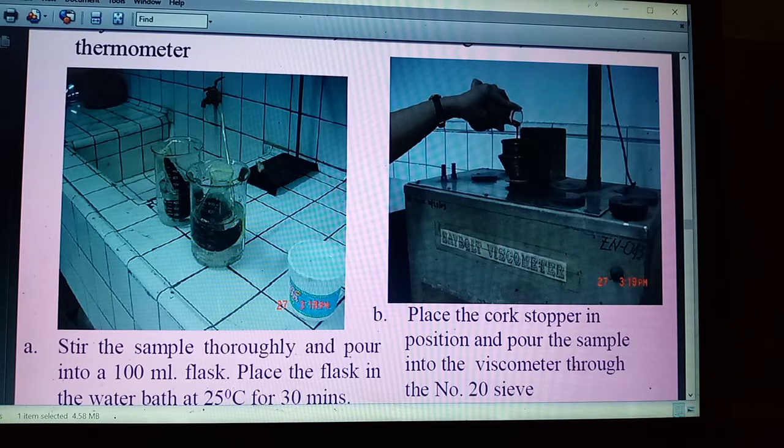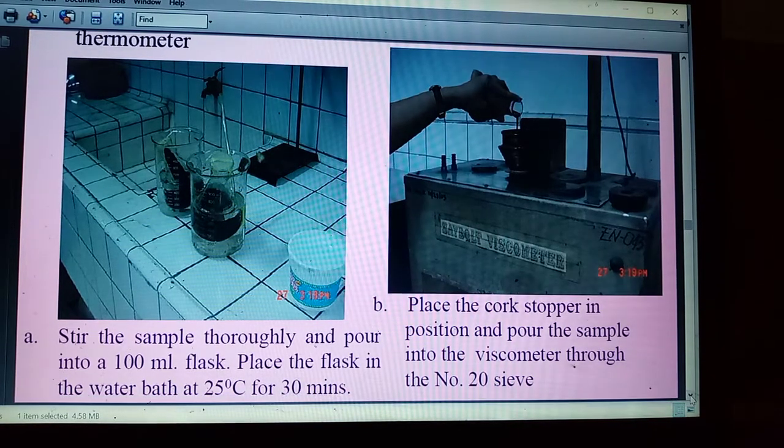Stir the sample thoroughly and pour into 100 ml. Same pa rin. Place the flask in water at 25 degrees for 30 minutes. Yung water bath mo, paulit-ulit lang, 25 degrees. Then, place the cork stopper in position and pour the sample into the viscometer through the number 20 sieve.